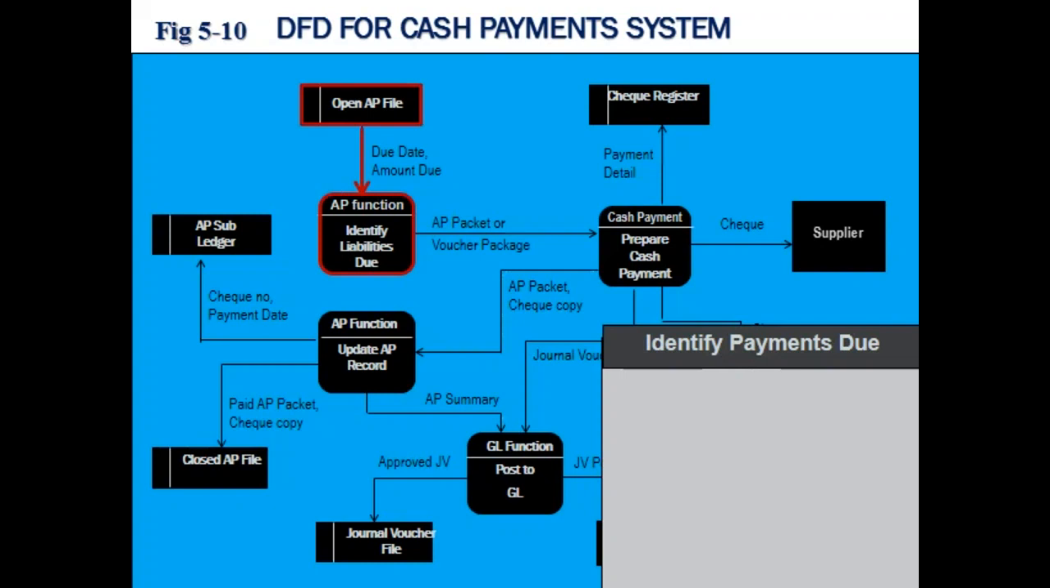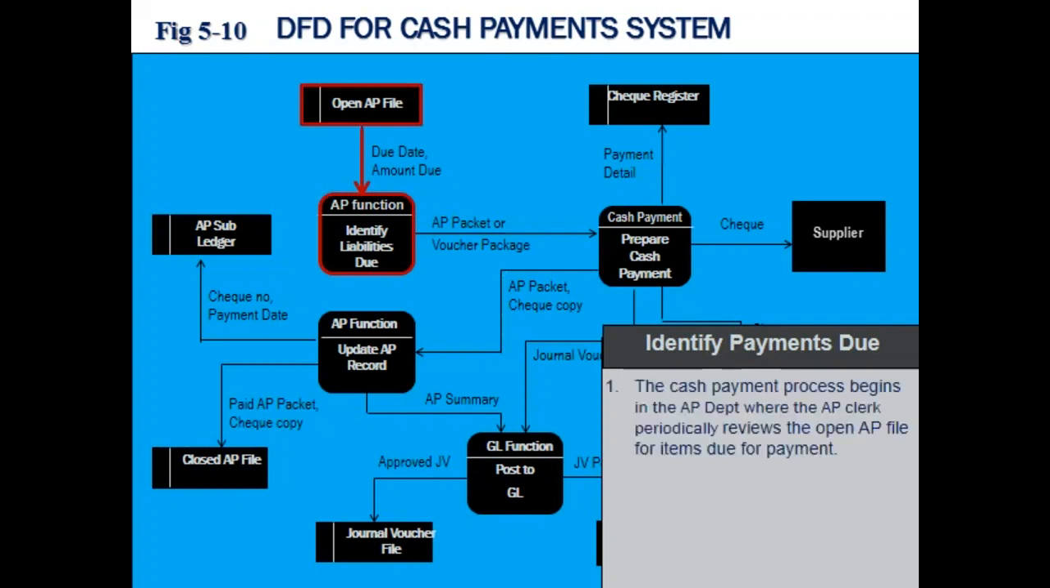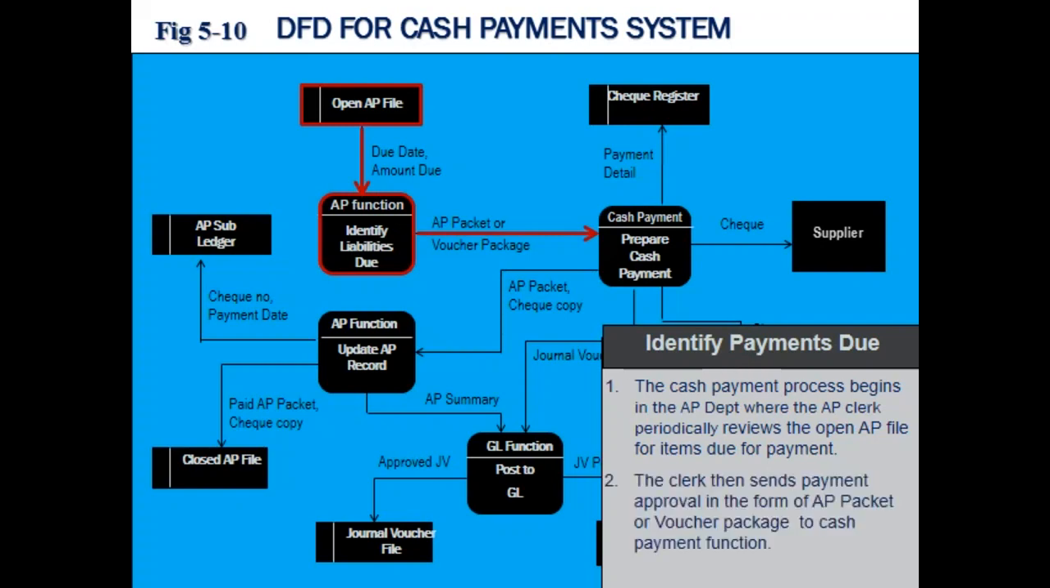The cash payment process begins in the AP department, where the AP clerk periodically reviews the open AP file for items that are due for payment. The AP clerk then sends the payment approval in the form of AP packet or voucher package to the cash payments function.